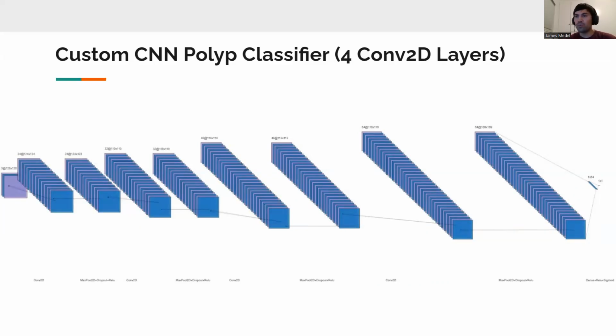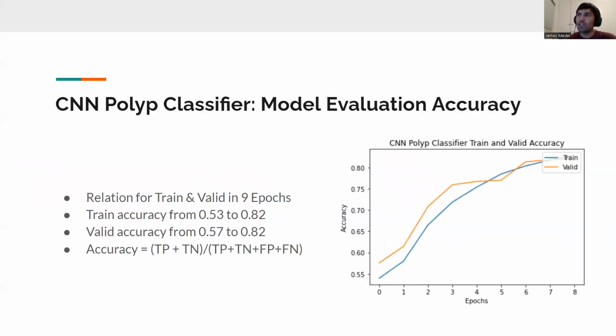And so we have multiple convolutions followed by max pooling layers, dropout, ReLU, until we get to the end here where we have dense ReLU and sigmoid. And since we're dealing with the polyp being either hyperplastic or adenomatous, we're doing binary classification.